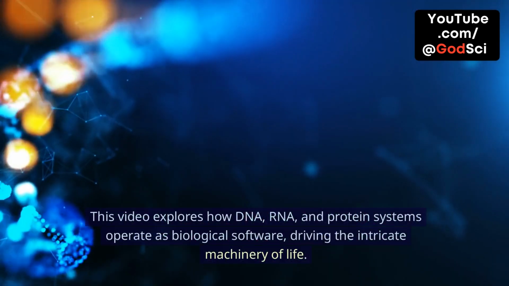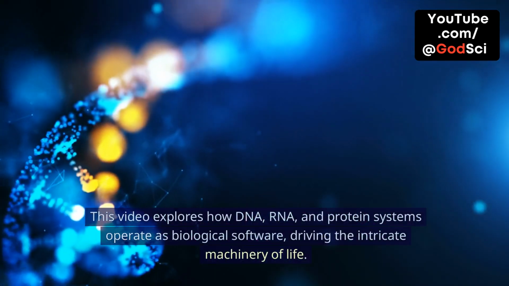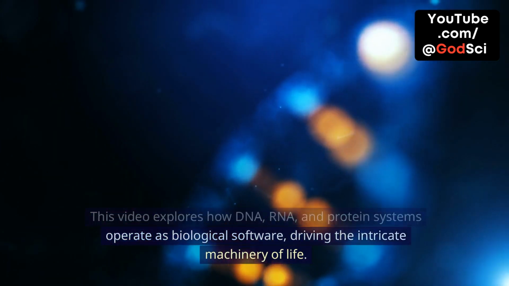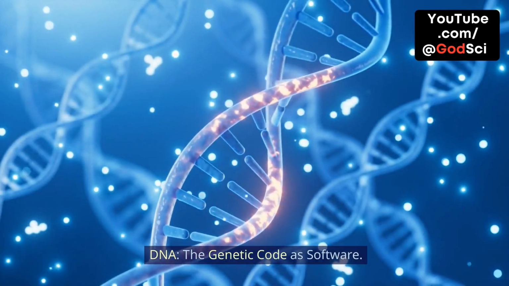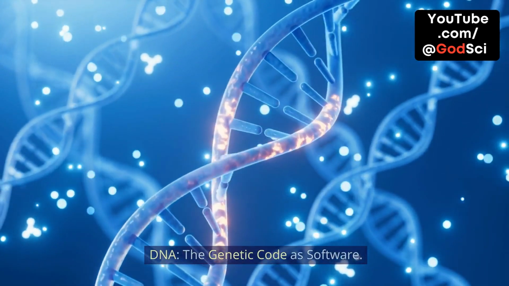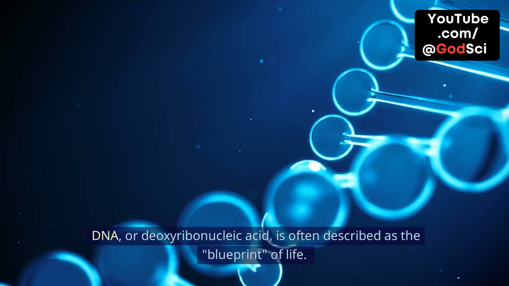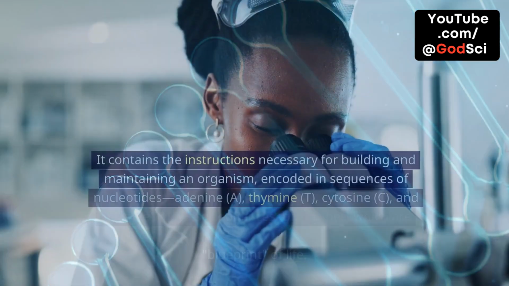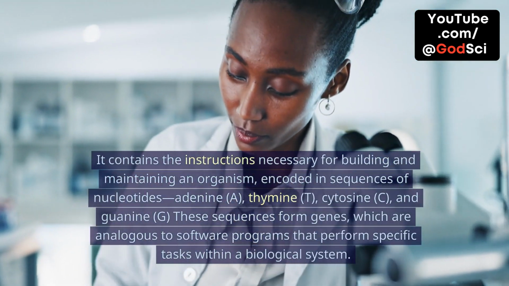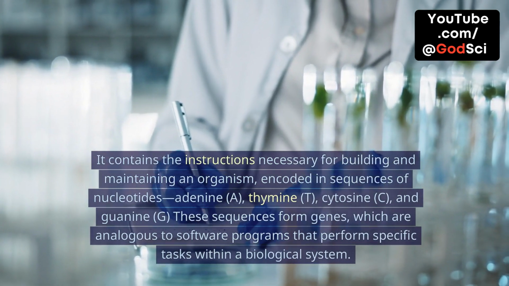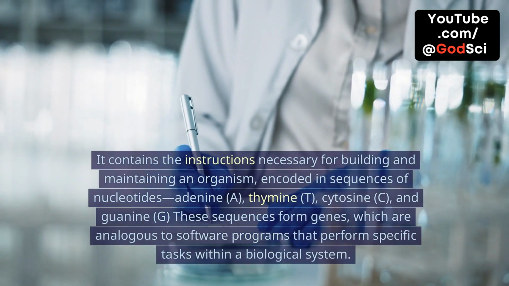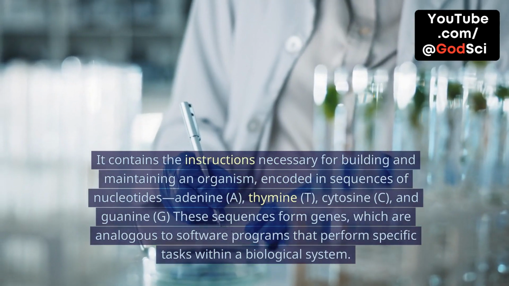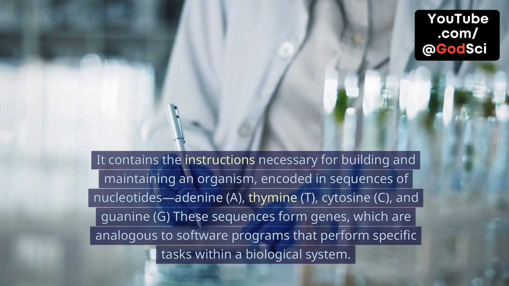This video explores how DNA, RNA, and protein systems operate as biological software, driving the intricate machinery of life. DNA, the genetic code, as software. DNA, or deoxyribonucleic acid, is often described as the blueprint of life. It contains the instructions necessary for building and maintaining an organism, encoded in sequences of nucleotides: adenine (A), thymine (T), cytosine (C), and guanine (G).